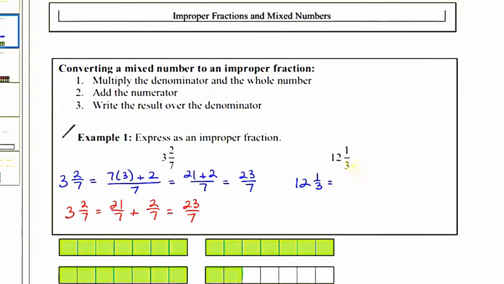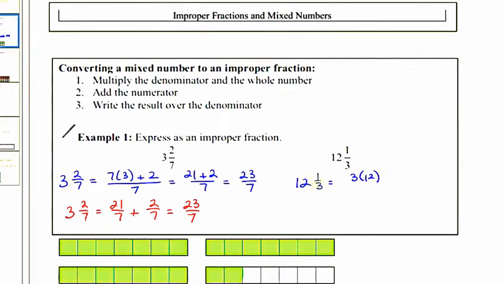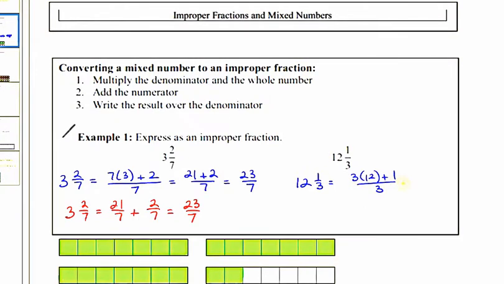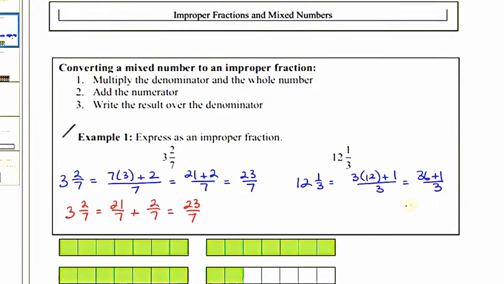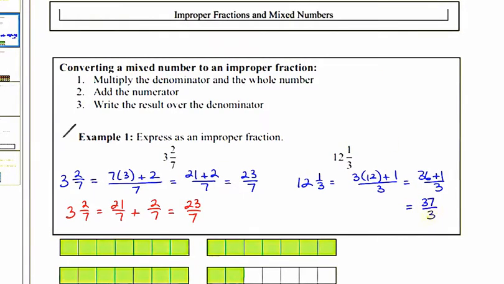For 12 1/3, again as an improper fraction, we'd have the denominator times the whole number, so 3 times 12, plus the numerator of 1, all over the original denominator of 3. 3 times 12 equals 36, so we have 36 plus 1 all over 3. So 12 1/3 equals 37/3.